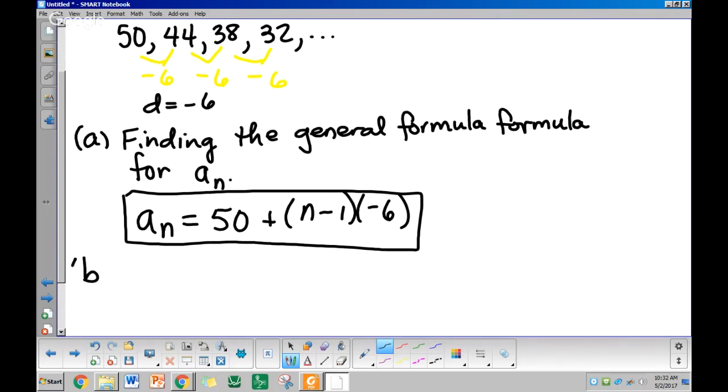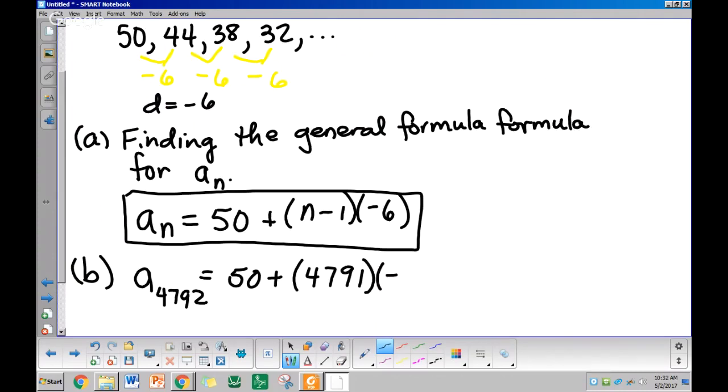So let's, somebody give me a term you'd like to find. A million. Okay, how about a really hard one, like 4,792. There you go. That's a nice and specific number. All right, so what are we going to do? 50 plus 4791 times -6. Now, if you didn't have a calculator, this is not too bad to do by hand, is it?